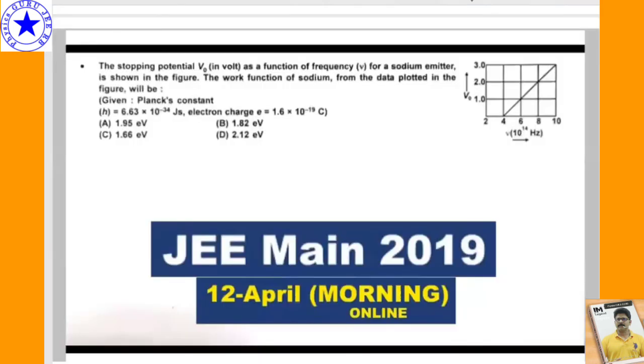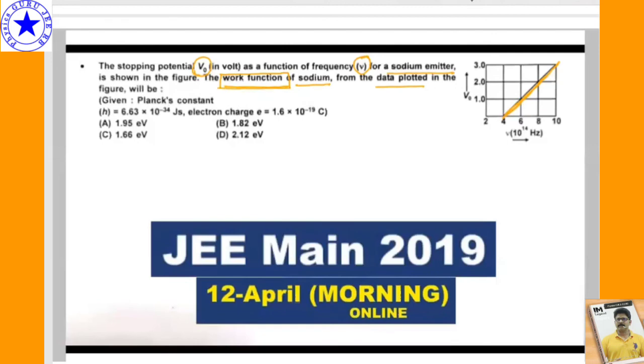Now this is given in JEE Main 2019, 12th April morning online. According to the question, the stopping potential V0 is given as a function of frequency for a sodium emitter as shown in the figure. The work function of sodium, and for this the data is plotted on the graph as shown. You can see here, this is starting from the threshold frequency. Planck's constant, and we want to calculate the work function here.